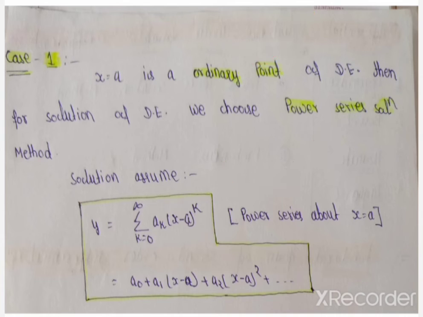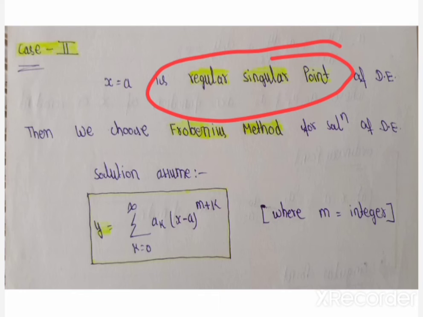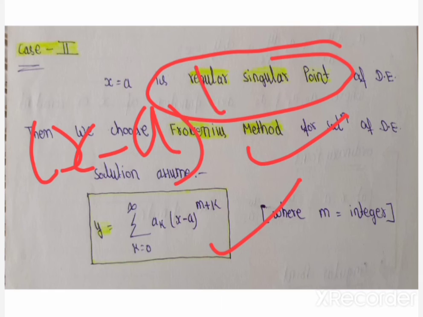Next, at x is equal to a, if it is a singular point, in singular, only a regular singular point, not an irregular singular point, then we use the Frobenius method. Frobenius method is y is equal to summation k is equal to 0 to infinity ak x minus a whole power m plus k. In the power series solution, the power of x minus a is only k. In the Frobenius method, the power is m plus k.